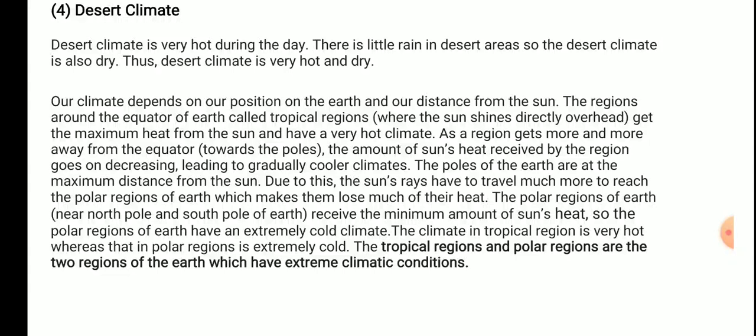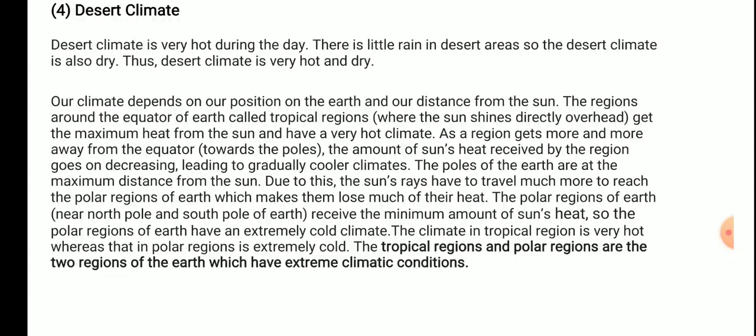The poles of the earth are at maximum distance from the sun. So due to this, the sun's rays have to travel much more to reach the polar regions of the earth, which makes them lose much of their heat. And that's why the polar regions of the earth, that is the north pole and the south pole, receive the minimum amount of the sun's heat. So the polar regions of earth have an extremely cold climate.